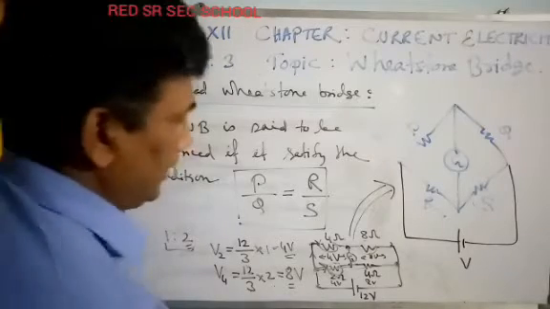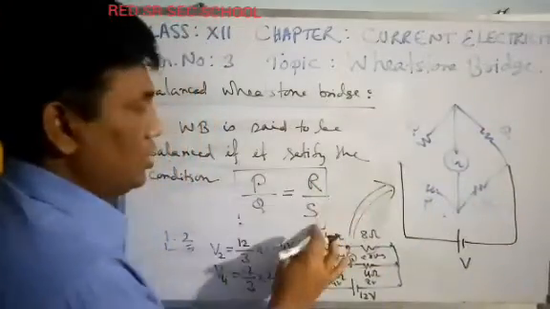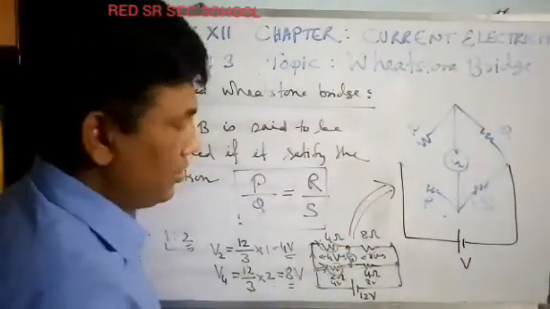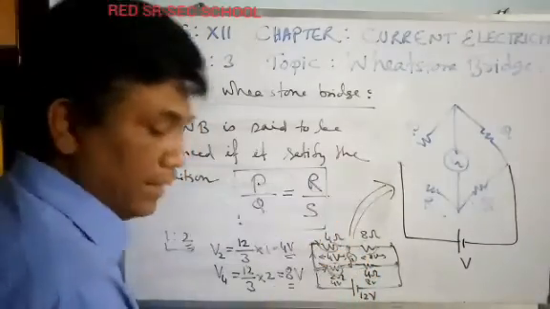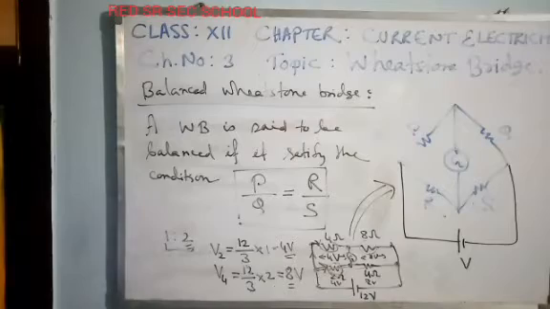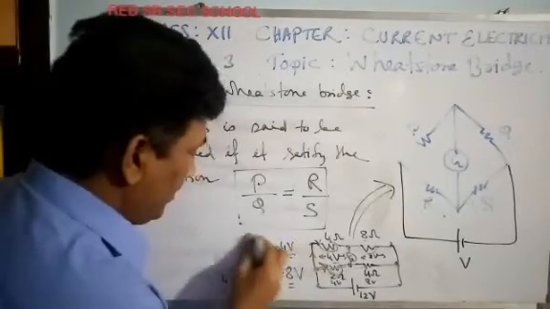That is why this condition, where the ratio is the same, is called the balance condition. It means this point and this point will be at the same potential, and no current will be flowing through the galvanometer.